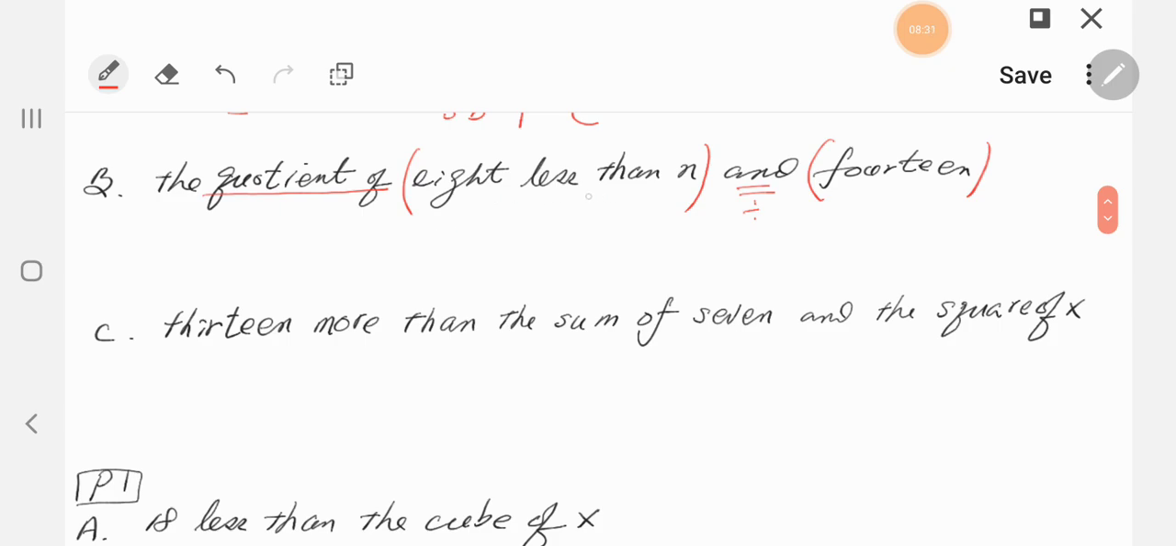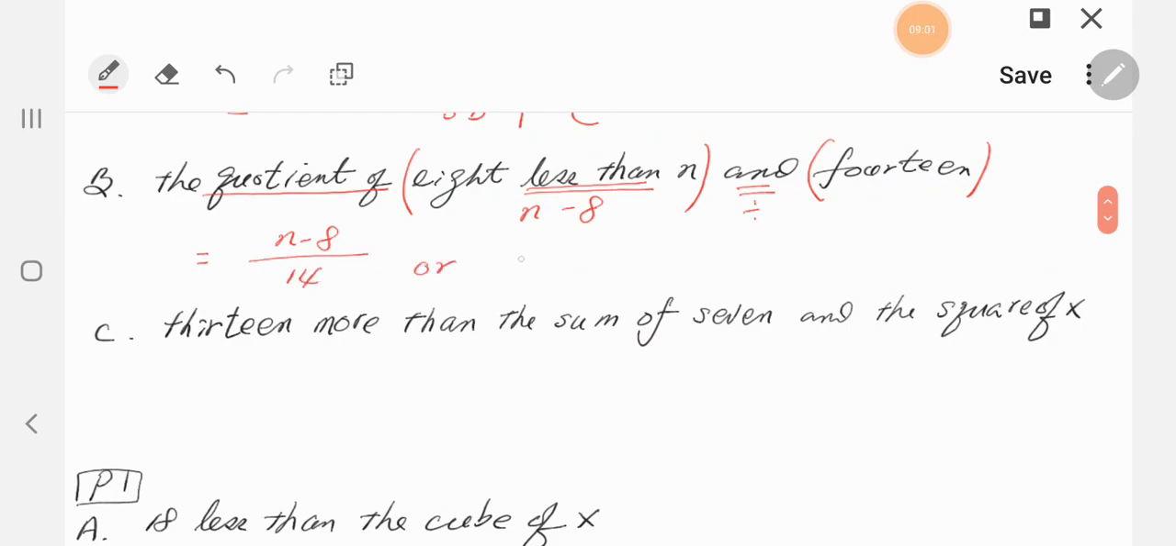And 8 less than n. Okay, 8 less than n. The first expression is a special case, isn't it? Less than, more than. Then write the second part first. So n minus 8. Not 8 minus n. 8 minus n is incorrect. So the first part is n minus 8. N minus 8 over, and this division, over 14, like this.